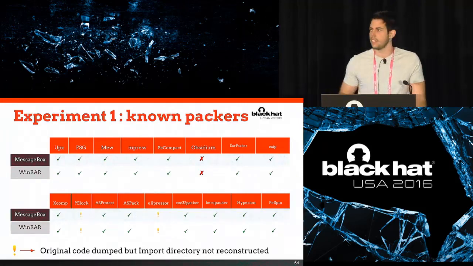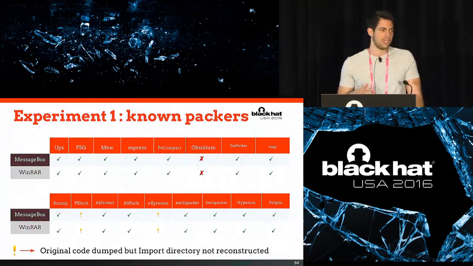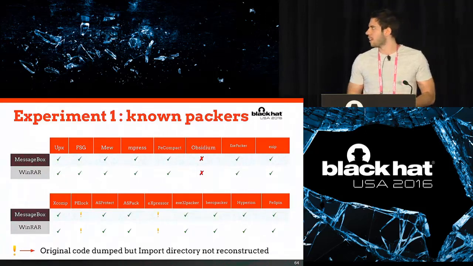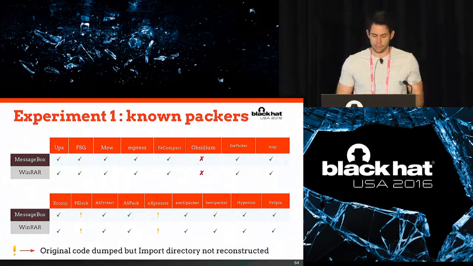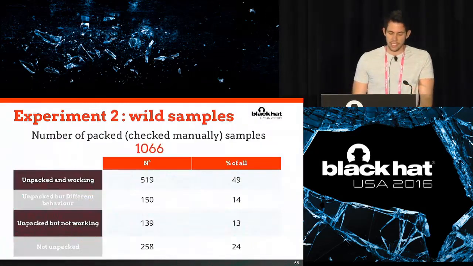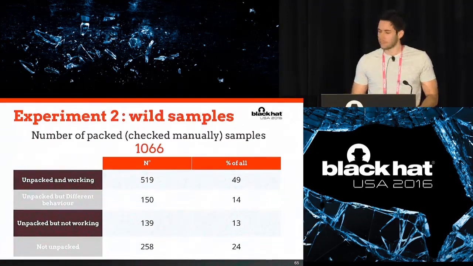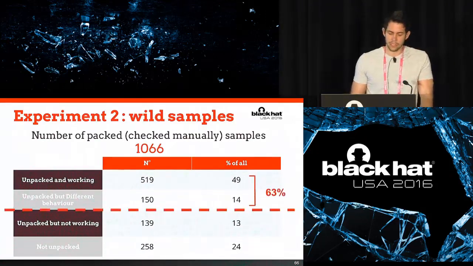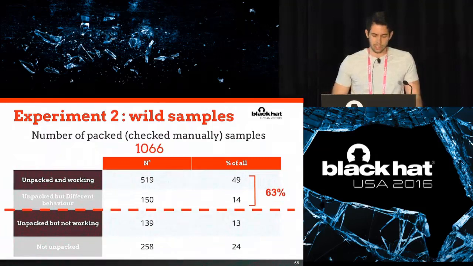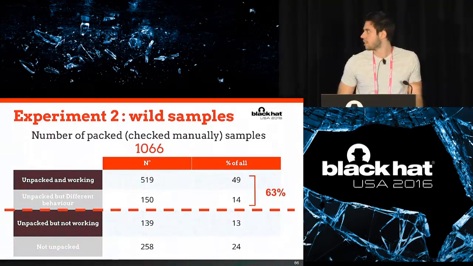In the first case, we were able to fully reconstruct a working version of the original program in 14 cases out of 17. And we totally lost only with the packer Obsidian, because PIN is detected as a debugger, because it employs some kind of evasion technique against DBI. Even in the second case, we were able to achieve some good result, because out of 1,066 collected samples, we were able to correctly reconstruct 63% of them.